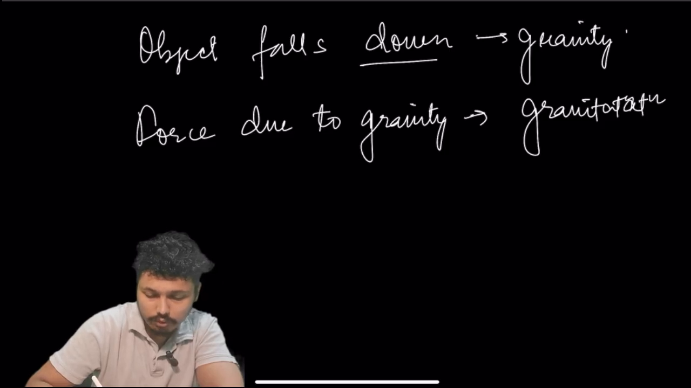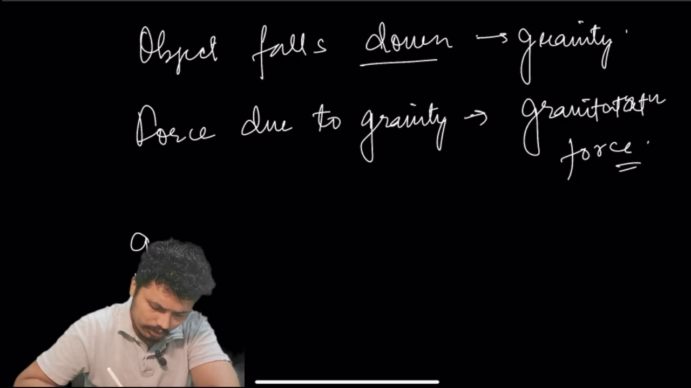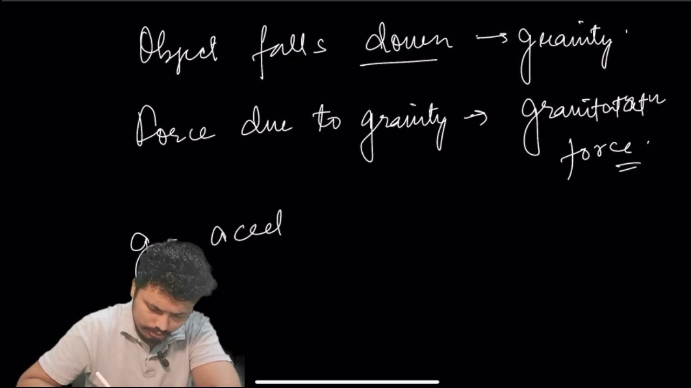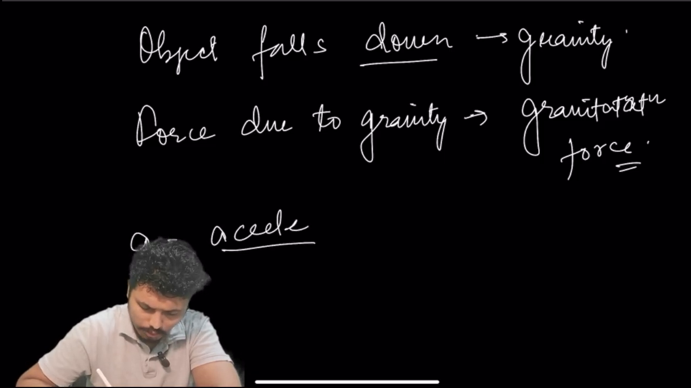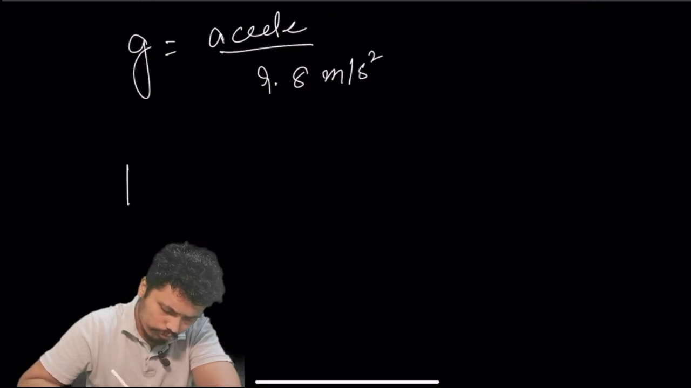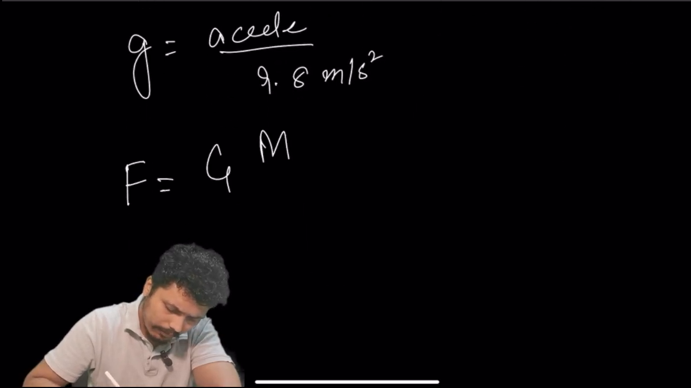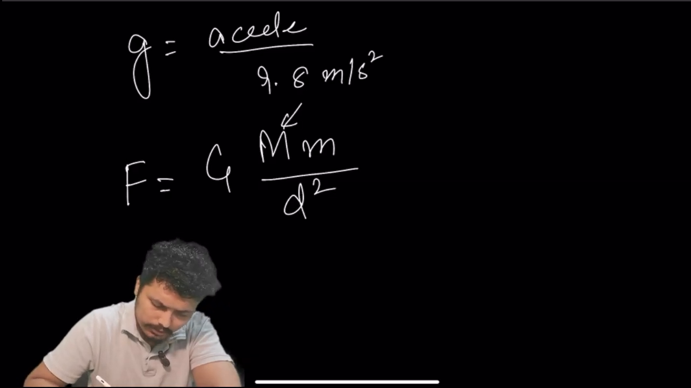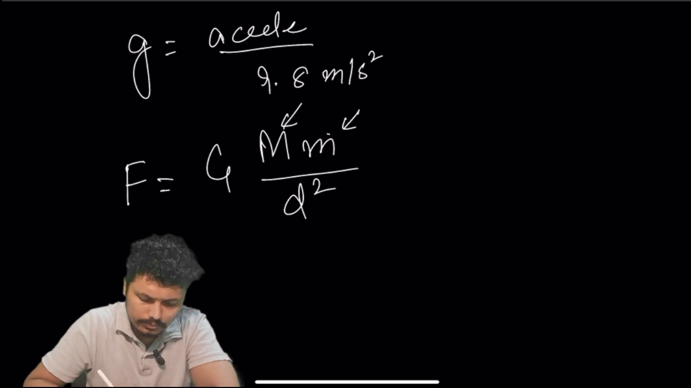Gravitational force. Another is something called g. This is acceleration due to gravity, which is 9.8 meter per second square. The force formula is F = G M m divided by d square, where M is the mass of the bigger object and small m is the mass of the other object.